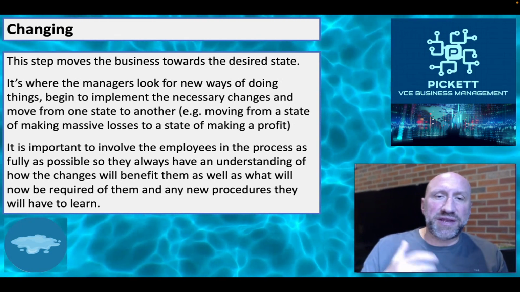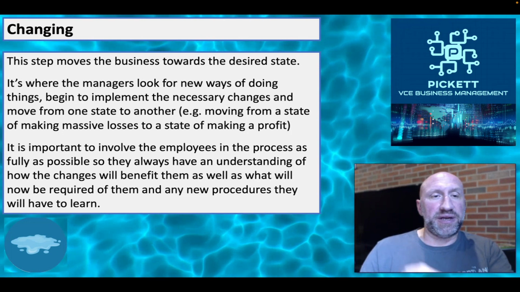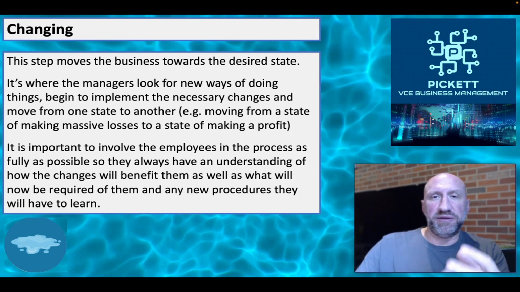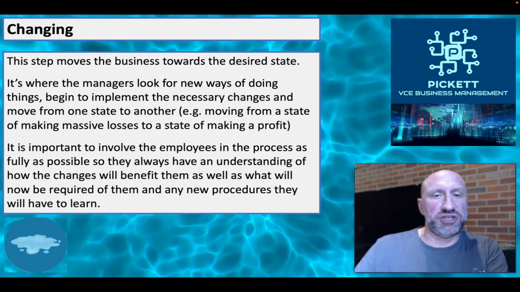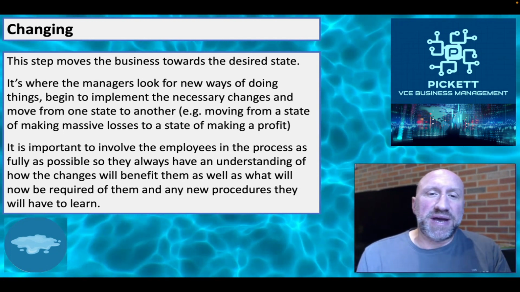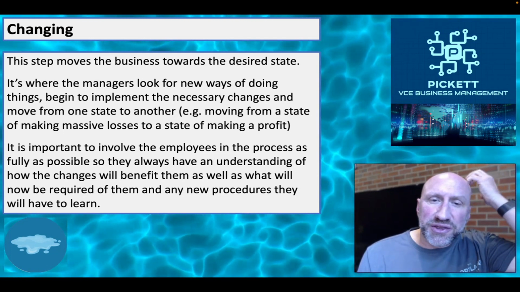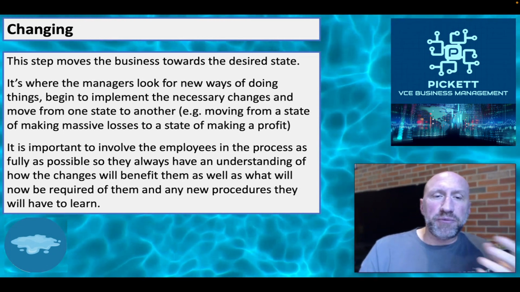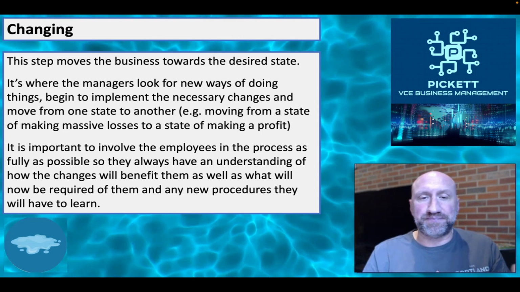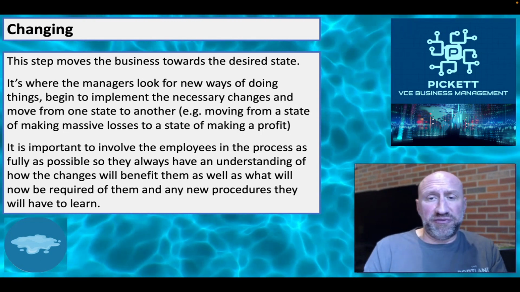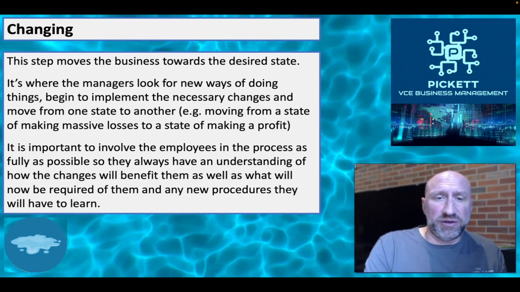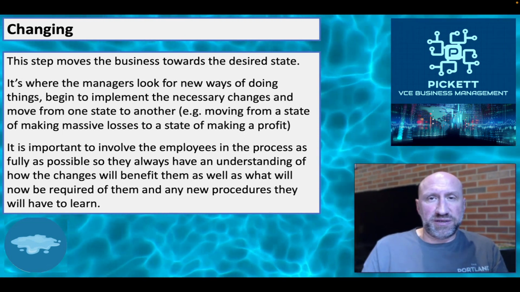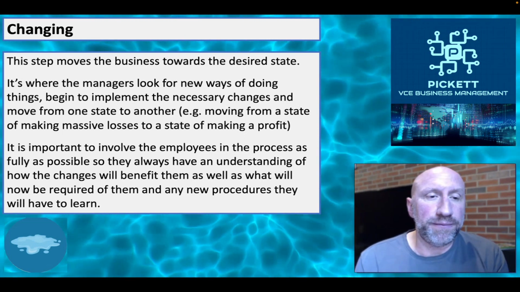So this is where the actual change is going to happen. This is where the managers take the business towards the desired state, the desired change. So this is where the managers are looking for new ways of doing things, beginning to implement the necessary changes, moving from one state to another. For example, moving from a state of making massive losses to hopefully a state of making a profit, as a most basic example.